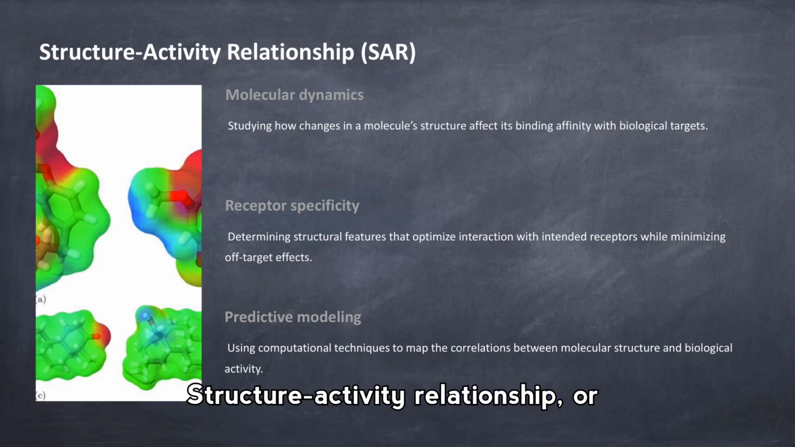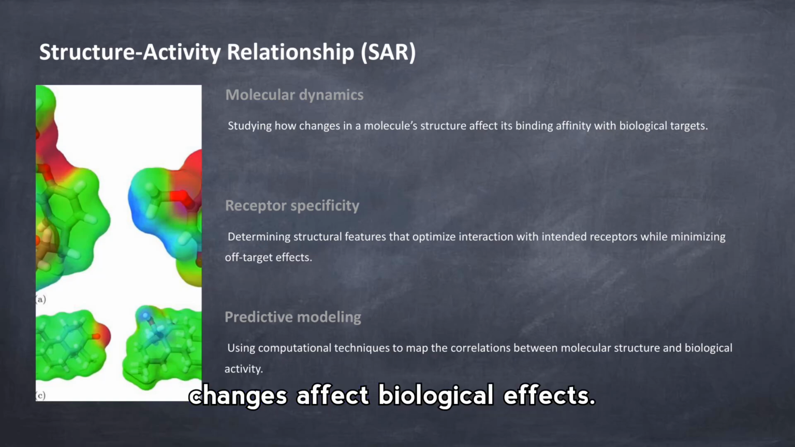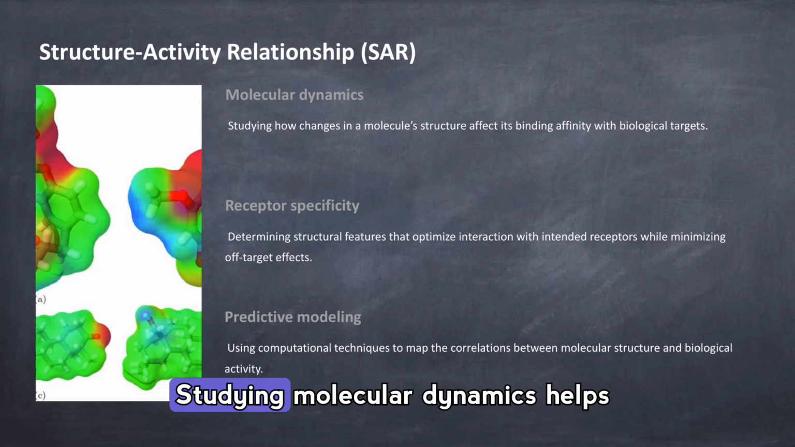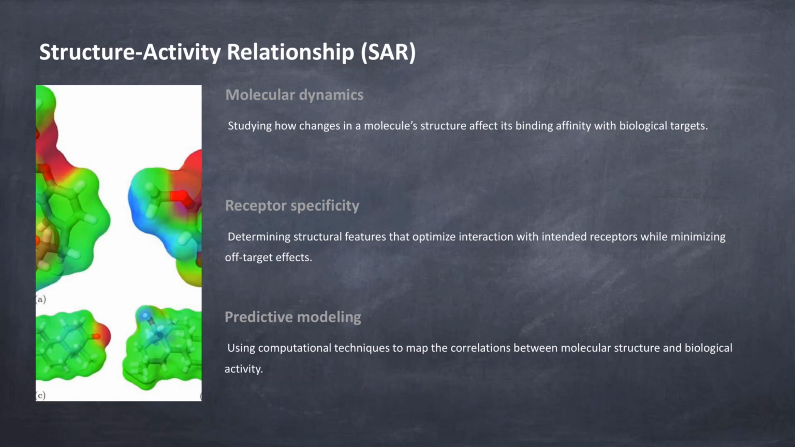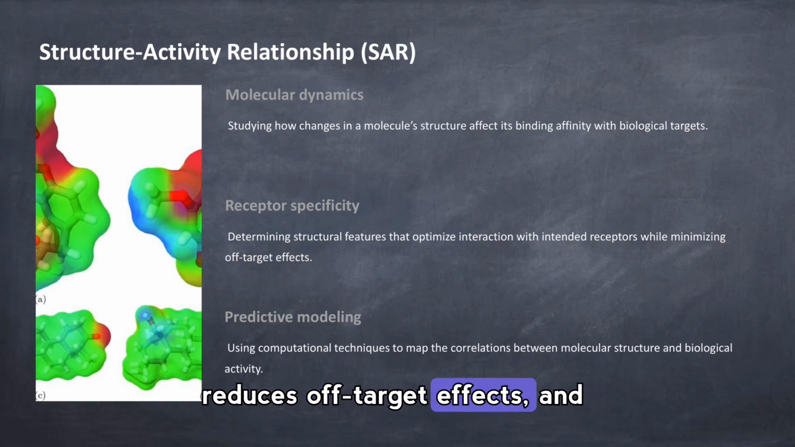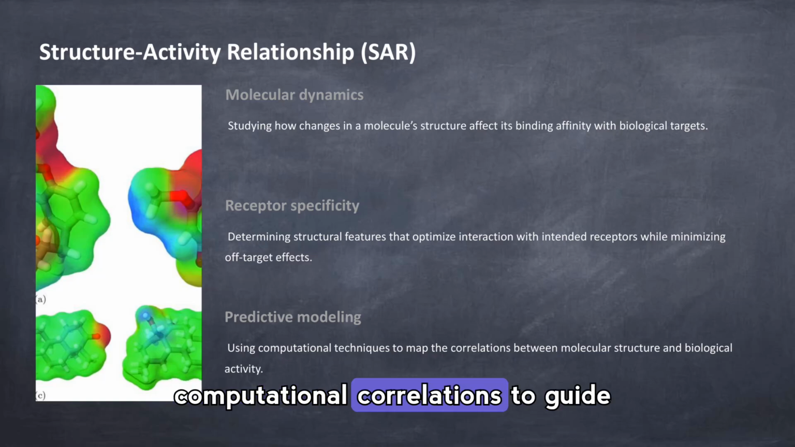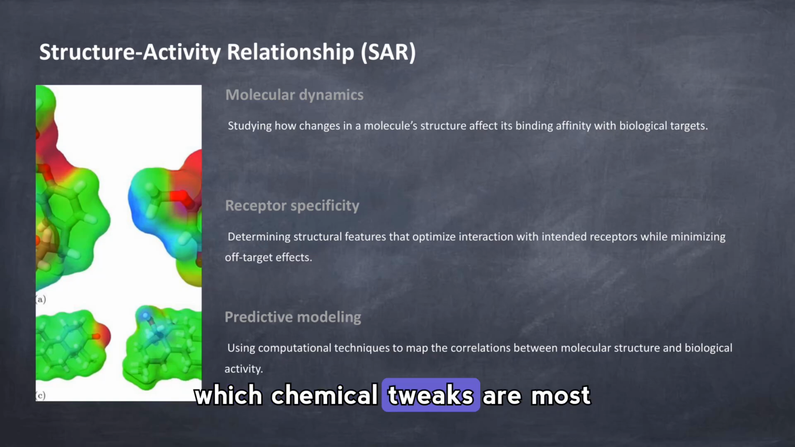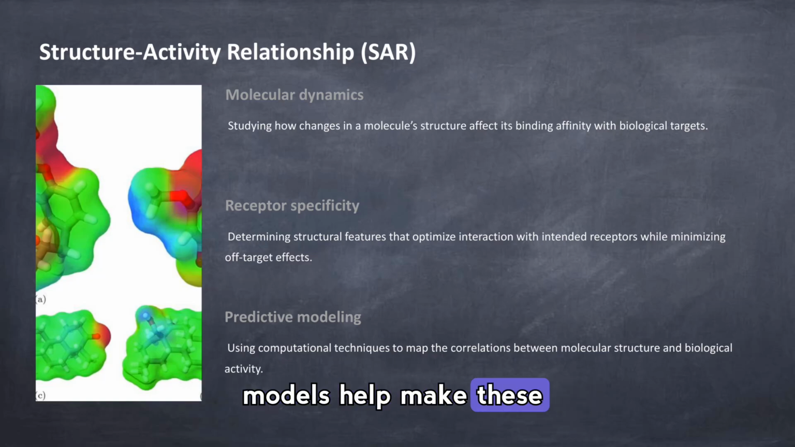Structure-activity relationship, or SAR, explores how molecular changes affect biological effects. Studying molecular dynamics helps understand binding interactions, optimizing receptor specificity reduces off-target effects, and predictive modeling uses computational correlations to guide which chemical tweaks are most likely to improve activity. Visual models help make these structure-function links tangible.